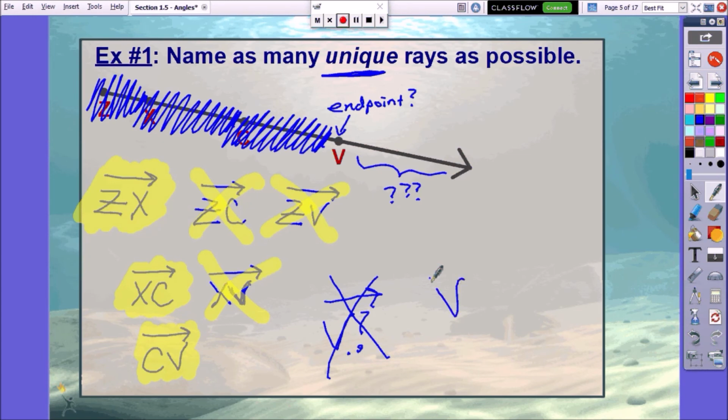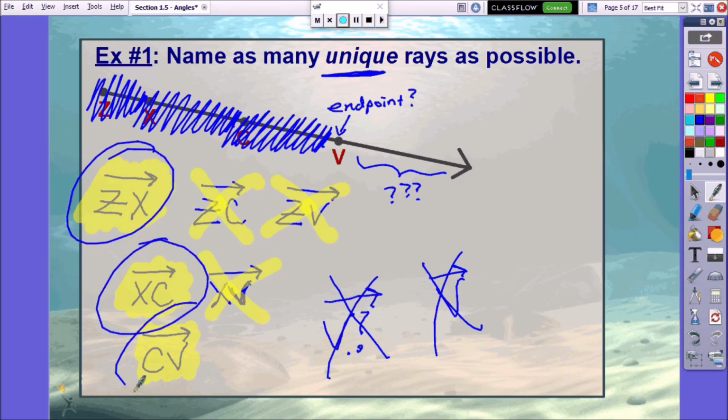And you can't just name a ray with one point. You can't just say V and then put a baby ray above it, because that doesn't work. You need 2 points. You need an endpoint, and you need a point that it's going towards infinity and beyond. So in the end, how many unique rays are there? Really, 3.